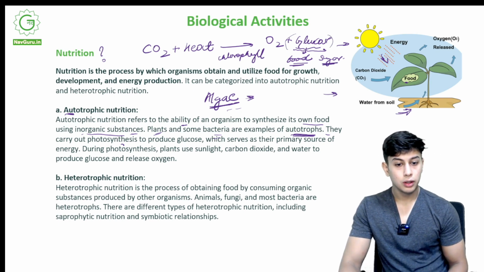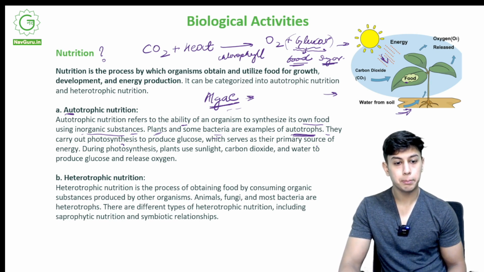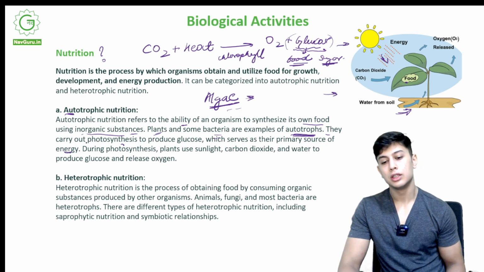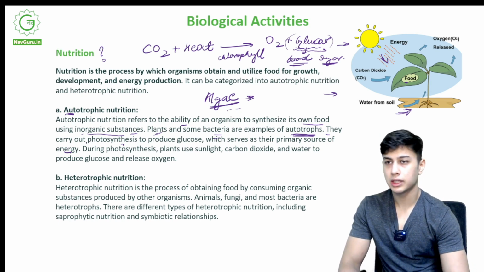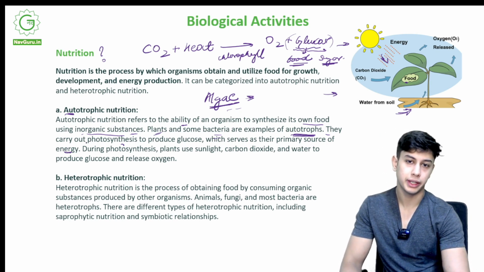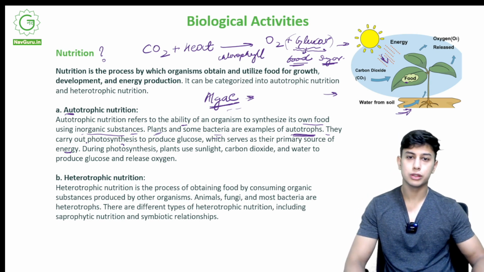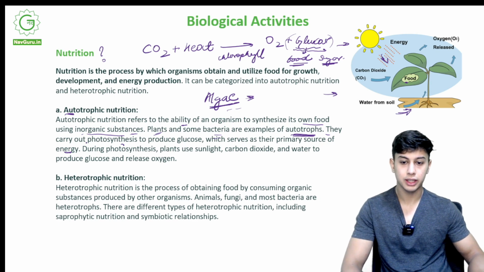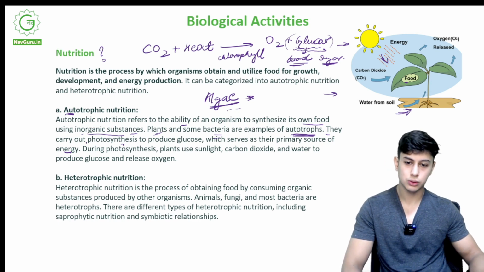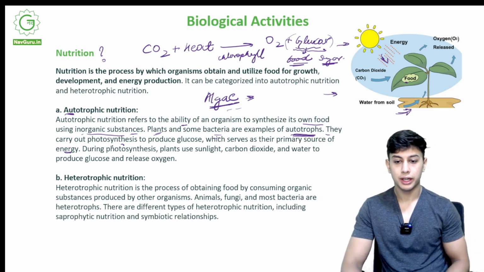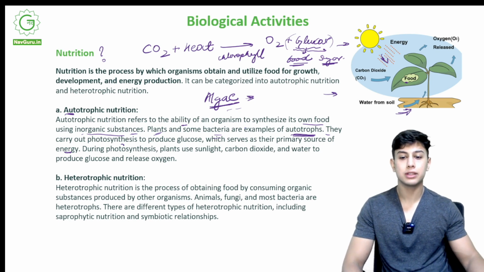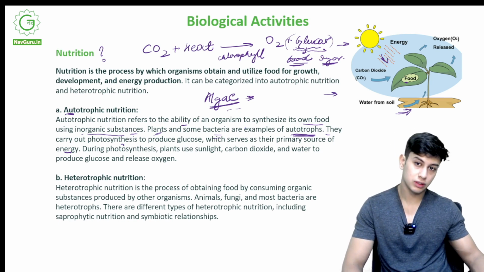Now this glucose serves as the primary source of energy. For example, suppose there is a fruit grown on a tree. That is a good example of how photosynthesis leads to the formation of food. That is excess food that it stores in the form of fruit. So that is a primary source of energy for most living organisms.